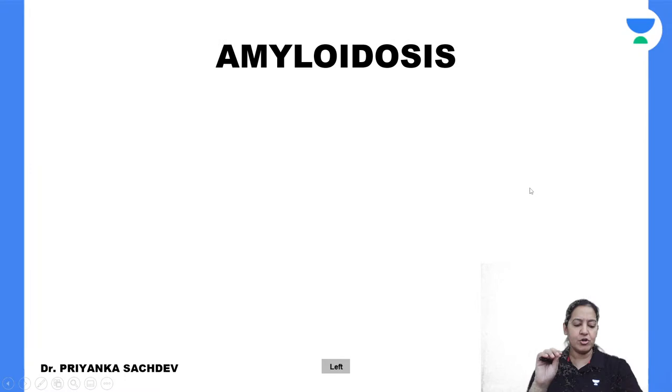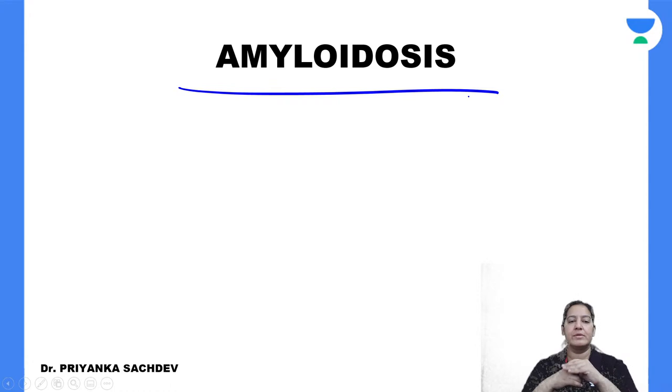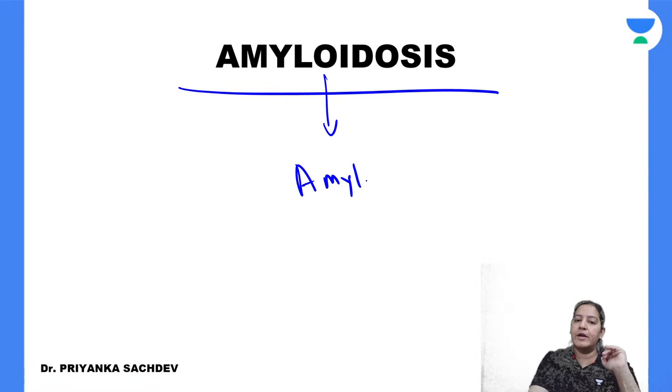The next topic which I'm going to teach you here is amyloidosis. Let me start amyloidosis. One question in your exam in amyloidosis. Most of the students don't even understand what amyloidosis is. Amyloidosis is a disease in which an abnormal protein known as amyloid is formed in the body.